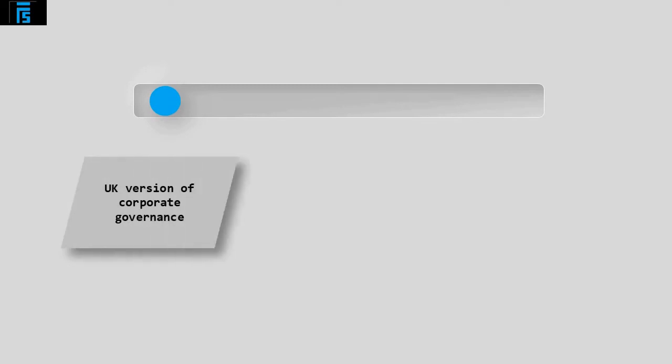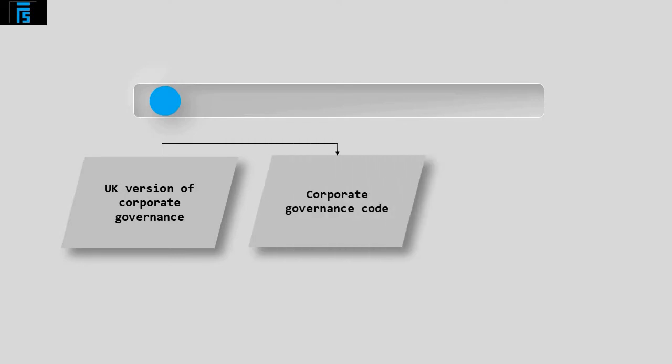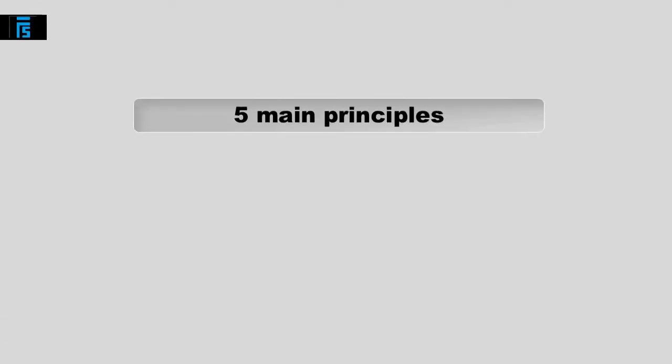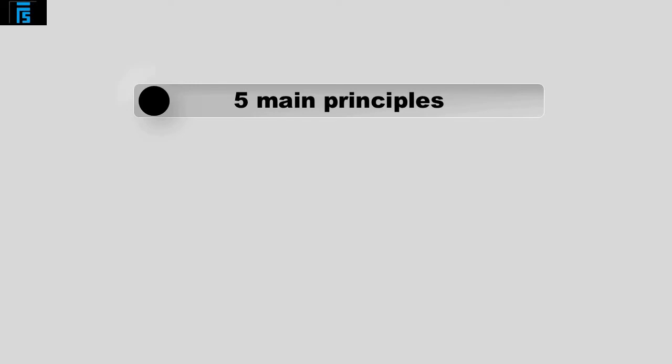Globally, there are variations on corporate governance. We are going to focus on the UK version, which is the Corporate Governance Code. The Corporate Governance Code is a set of guidelines that should be followed by listed companies. Many non-listed organisations also follow them as they are deemed best practice. The code gives us 5 main principles.